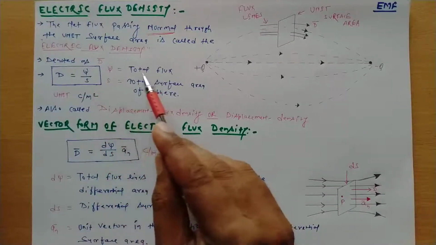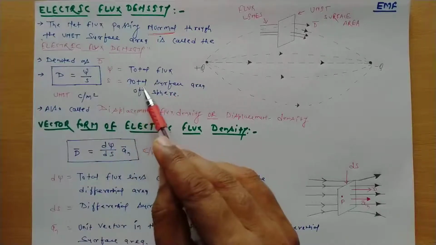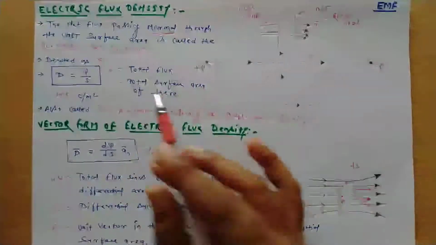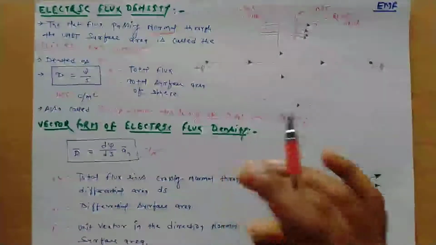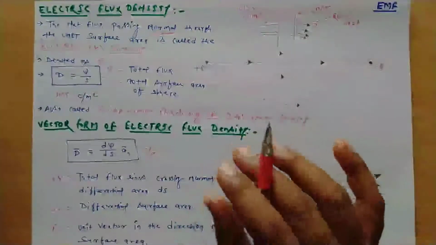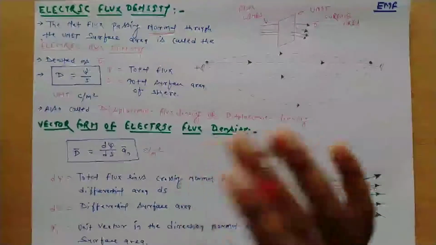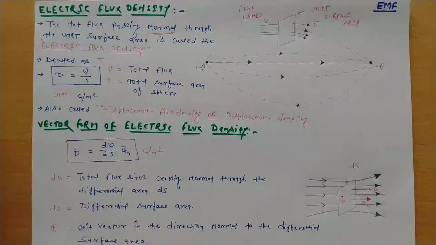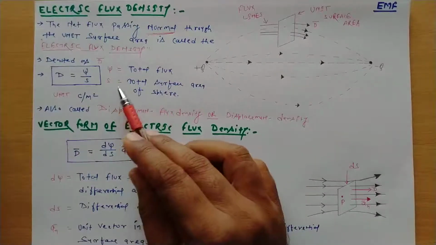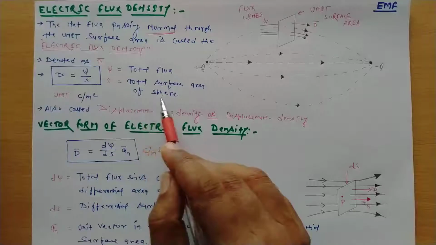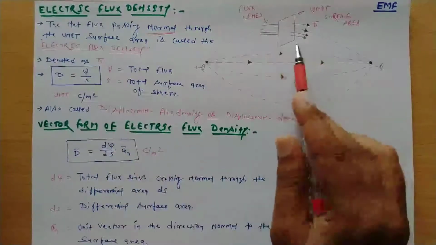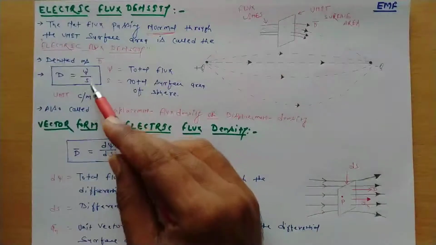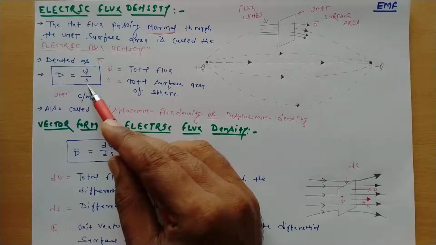Psi is the total flux, and S is the total surface area of the sphere. Say I have taken a sphere and placed the charge at its center. How the flux lines pass through can then be elaborated with the help of this sphere. So I have taken the total surface area of the sphere as S. So we can say the electric flux density is defined as the total flux divided by the total surface area.